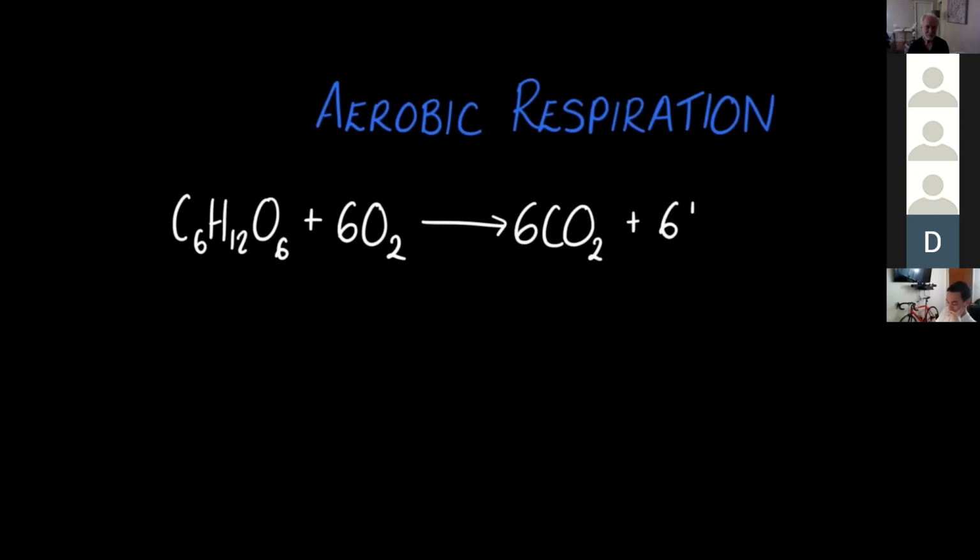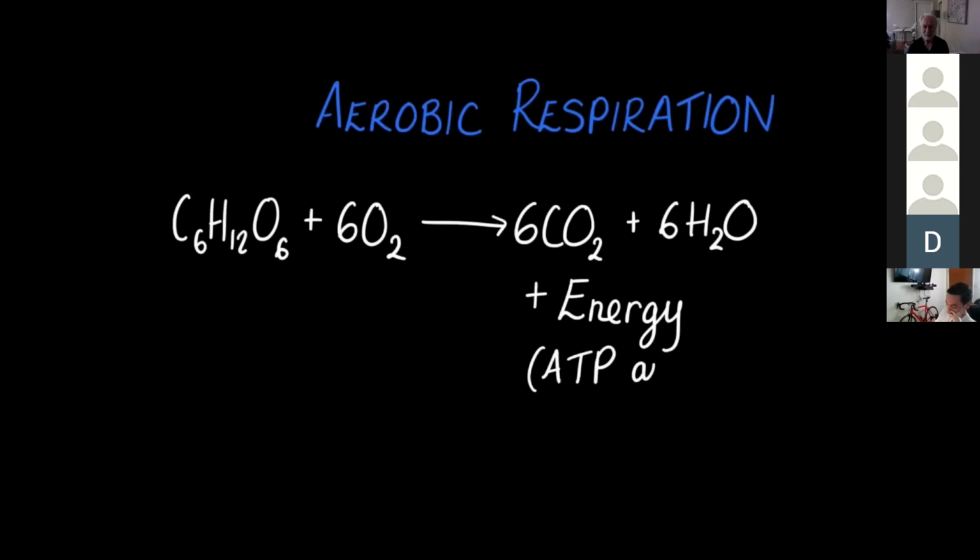So overall, aerobic respiration can be represented in the equation: C6H12O6, otherwise known as glucose, plus 6O2 produces 6 CO2 and 6 H2O, along with energy in the form of ATP, or lost as heat.